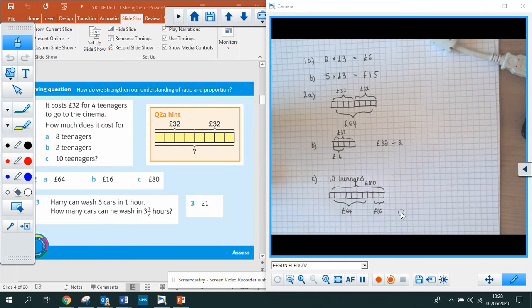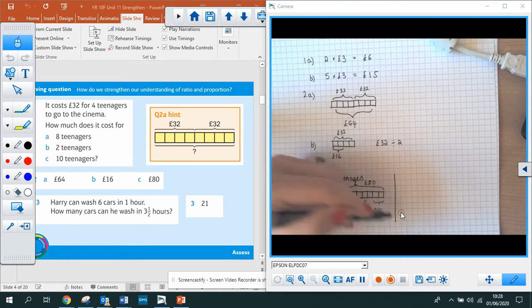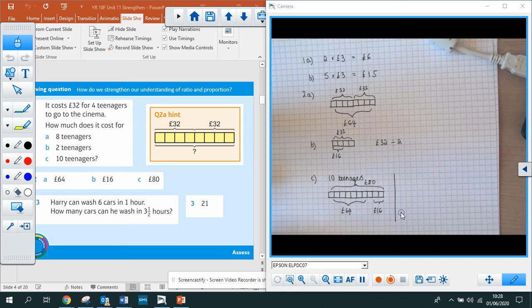If you hadn't, or if you treated it as a totally separate question, what we needed to do is work out the cost for one person, okay, one teenager. So that's the first way we could have answered it. The second way I'll do on the right here.